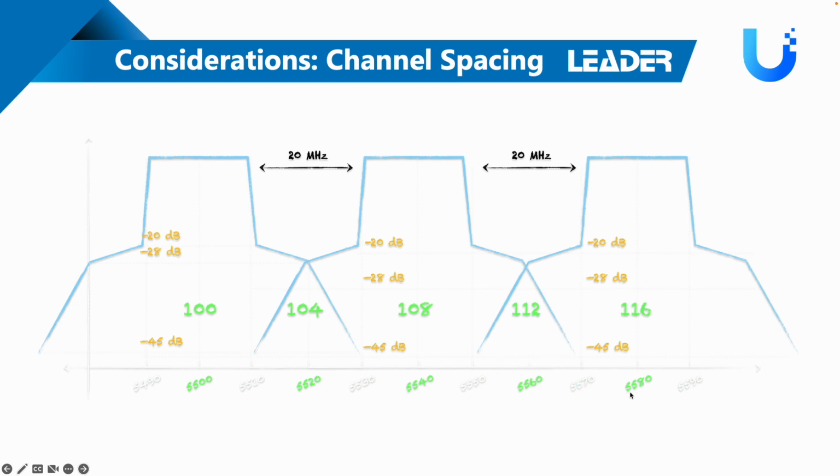So for example, if my sensor frequency was at 5,580, it would overlap all the way up to 5,550, even though my channel width is only 20 megahertz wide. That's why I need to leave a gap between this access point and that access point and the channels that we select. So really important that we get this right.